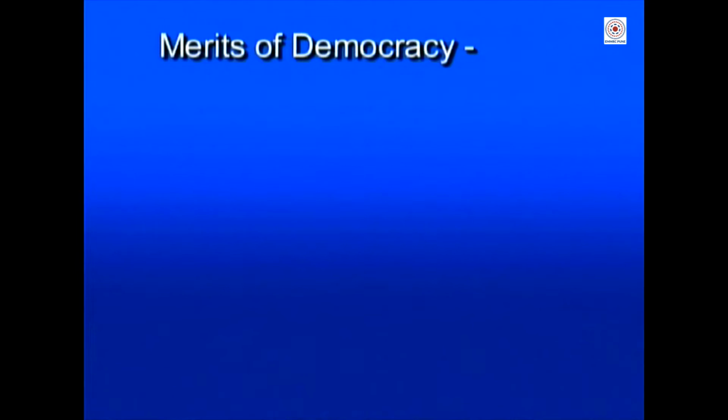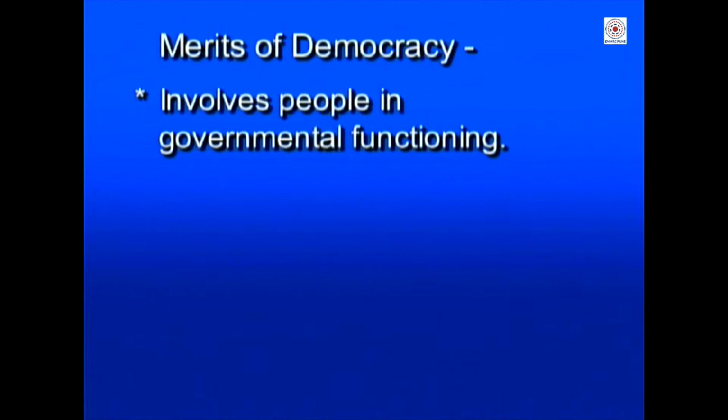Why is democracy a popular form of government after all? Because every form of government is going to have some lacunae, some weaknesses and also some positive features. First, we will see the positive features of democracy. The most important positive aspect of a democracy is that it involves the people in governmental functioning. So, popular participation is seen at its maximum in a democratic form of government.